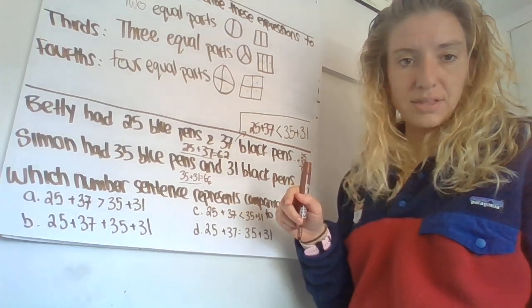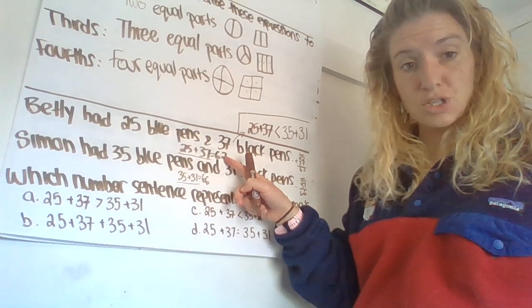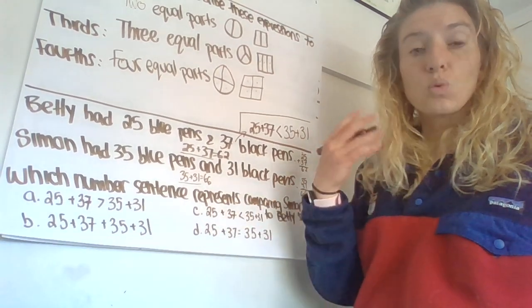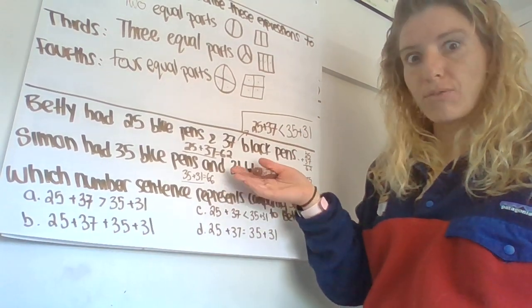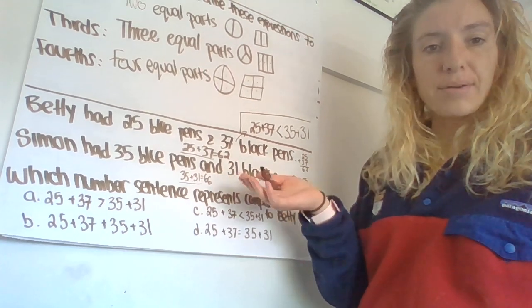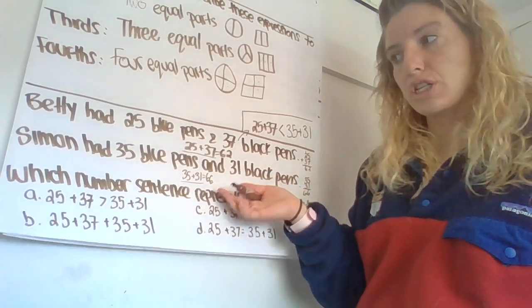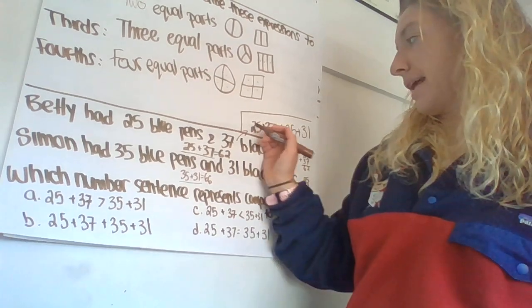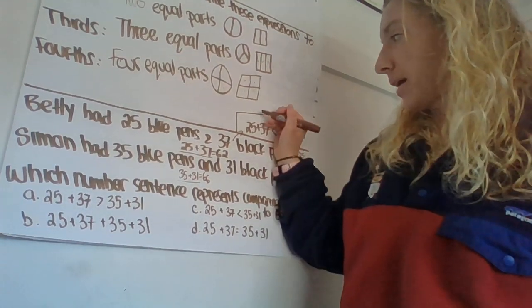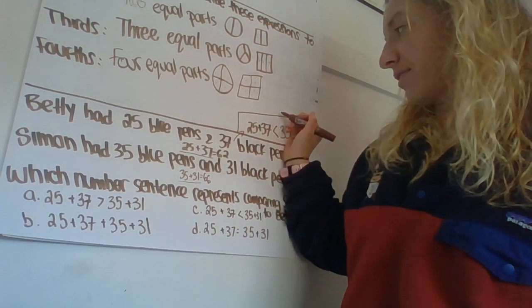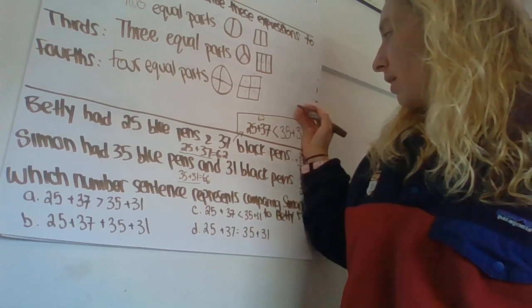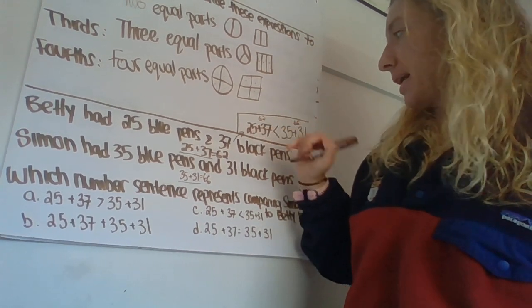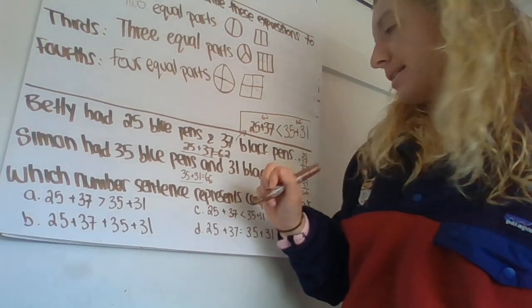Now, could I have figured out this inequality without solving the addition problem? No. You need to solve the problem before you actually are able to figure out how to compare the two parts of the number sentence. Now I gotta start looking at my answers. Now I have a clear answer here. I'm even going to, just so I don't forget, because I do tend to forget, write my totals up here. Betty has 62, Simon has 66.